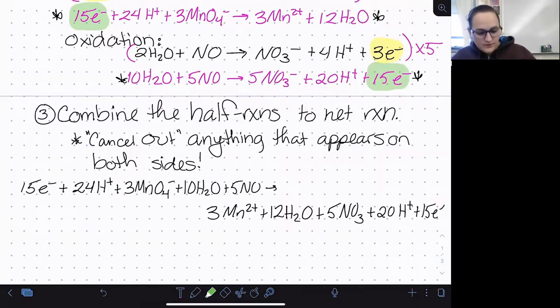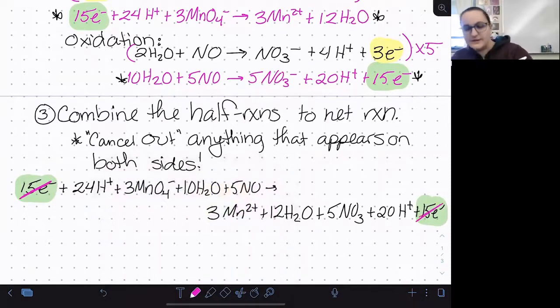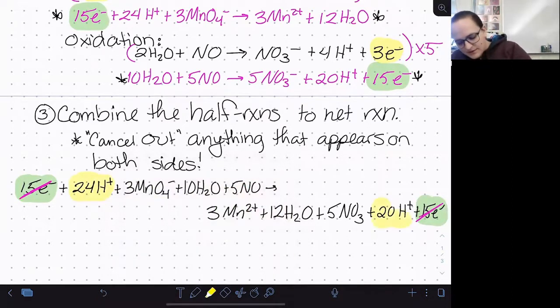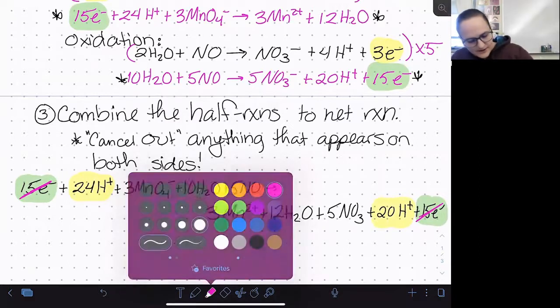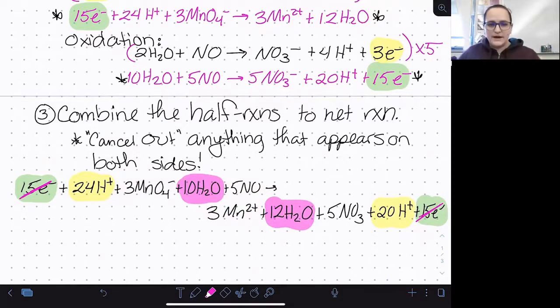So anything that appears on both sides, we want to cancel out. So we know going in, we should definitely have our electrons that are going to cancel out exactly. But you will also notice that we have some amount of H plus on both sides, and we have some amount of water on both sides. They're different numbers, so they're not going to completely disappear the way the electrons are. We have 15 electrons on each side, so we can subtract 15 electrons from both sides and they're just gone. There should never be any electrons in your net reaction when you're done with it.